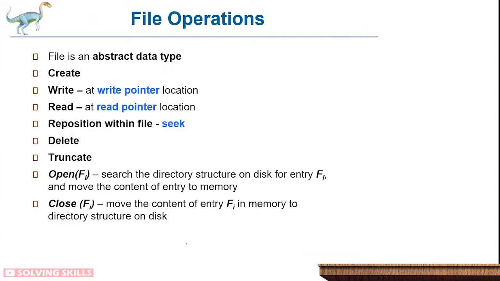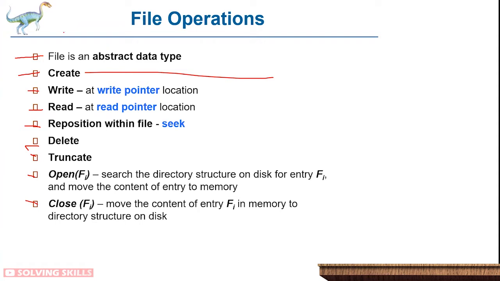And similarly, file operations, the operations that we perform on files: we can create a file, write, read, reposition within a file, delete, truncate, or open or close the file. So these are different operations, very obvious, because a file is an abstract data type, because it consists of logical block numbers, and that's it. So when you ask the operating system to create a file, it is going to find free logical blocks on the surface of the storage media, and it is going to create a new entry inside the directory structure that allocates these logical blocks to this newly created file.